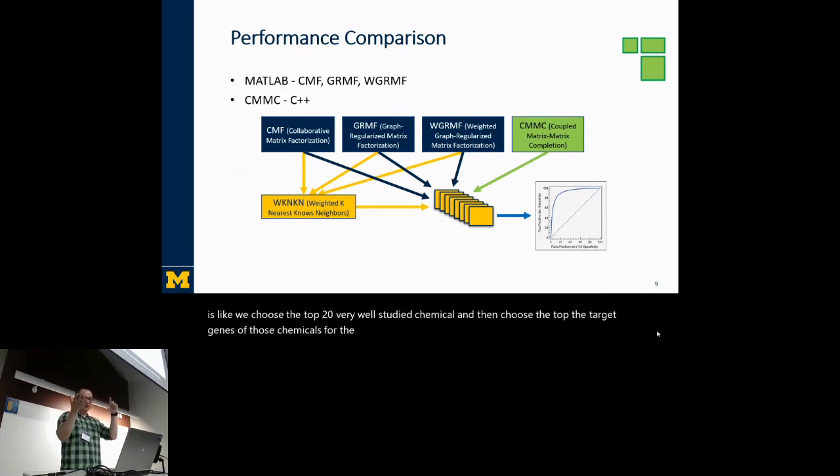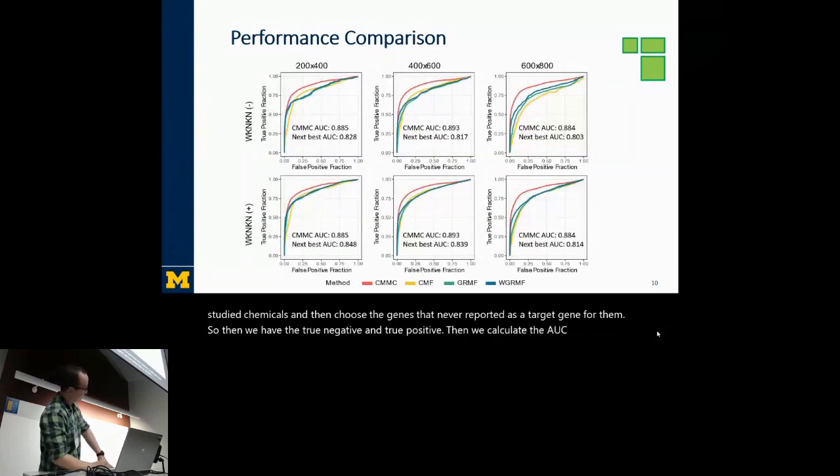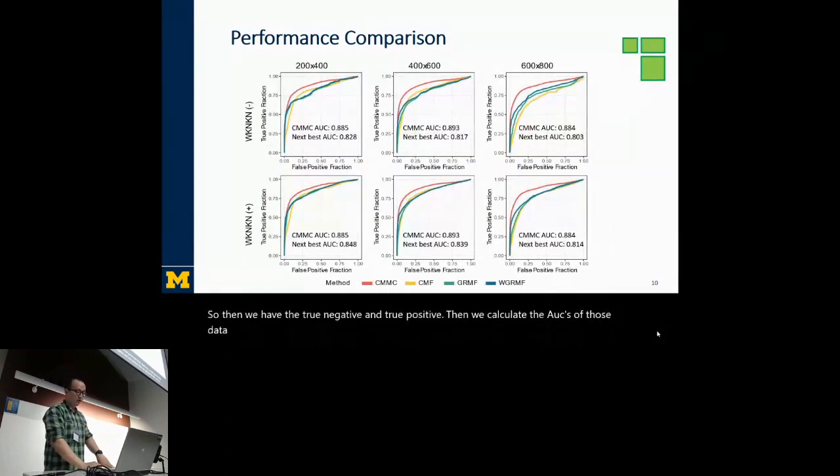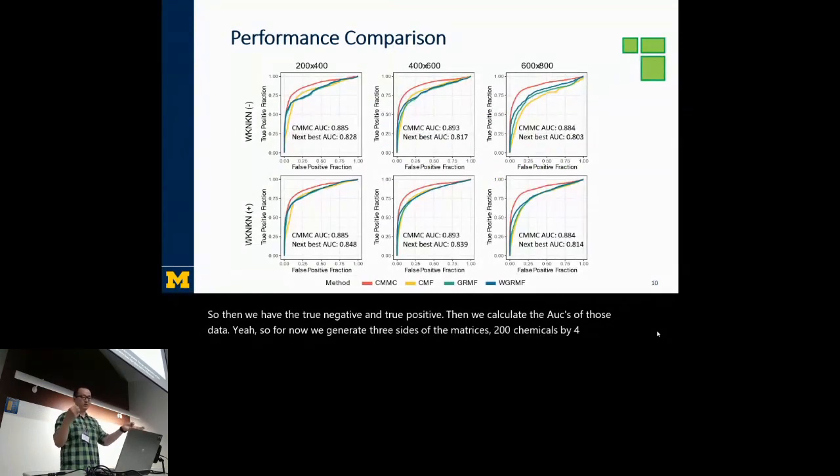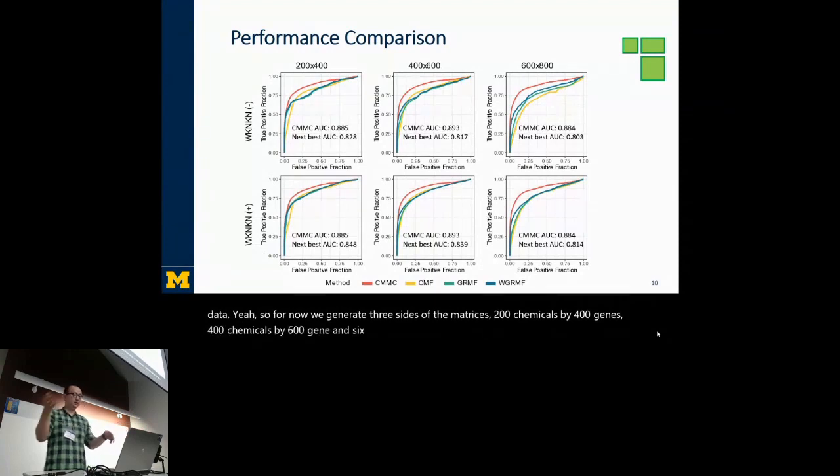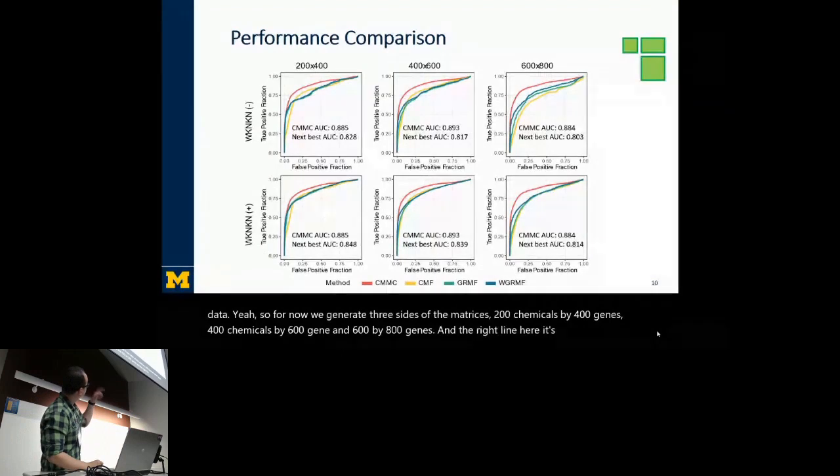For the true negative data set, we also choose those top 20 well-studied chemicals, and then choose the genes that were never reported as a target gene for them. So then we have the true negative and true positive. Then we calculate the AUCs of those data. For now we generate three sizes of the matrices: 200 chemicals by 400 genes, 400 chemicals by 600 genes, and 600 by 800 genes. And the red line here is the AUC of our CMMC method.